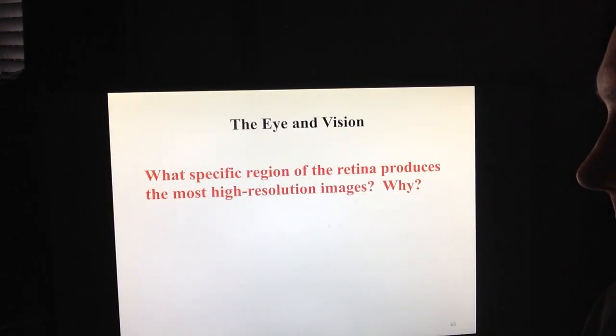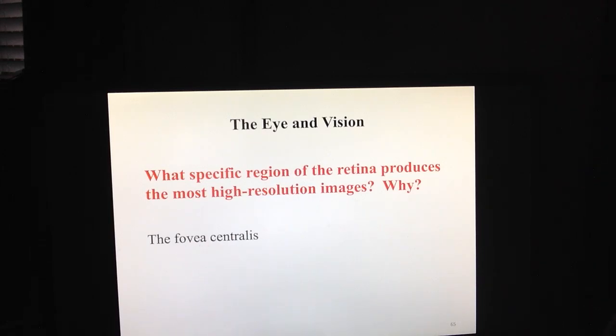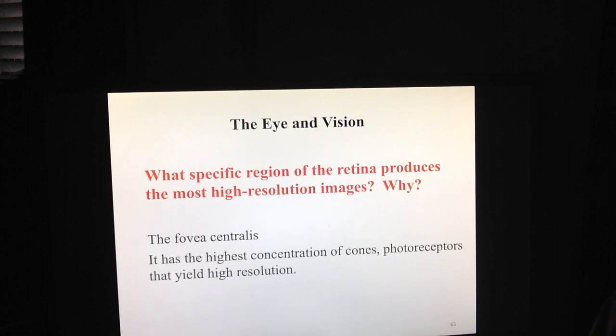A video that's not there, and then this last slide: what part of the retina produces the greatest resolution image? The fovea centralis. Fovea means pit. It's the central pit. It's directly behind the lens. It's the area of greatest visual acuity, and that's what that says there.